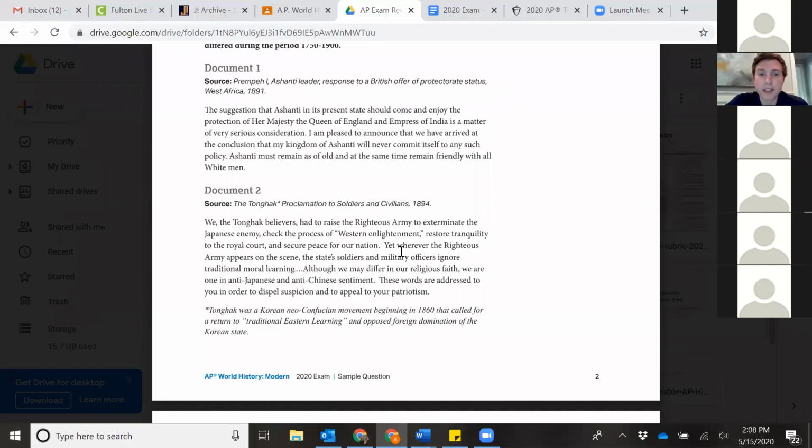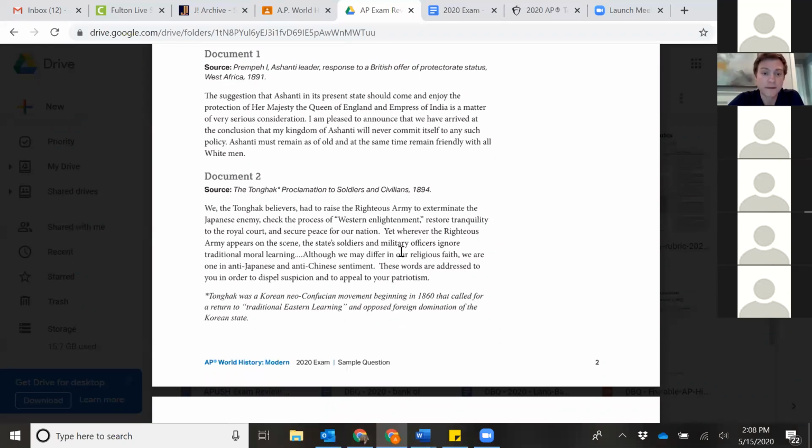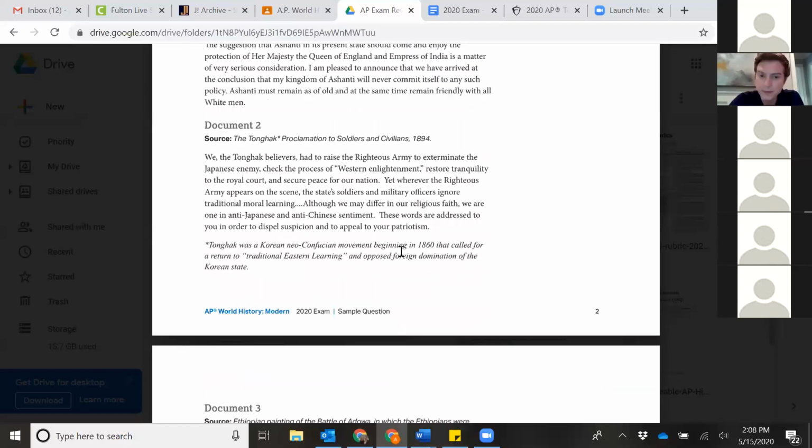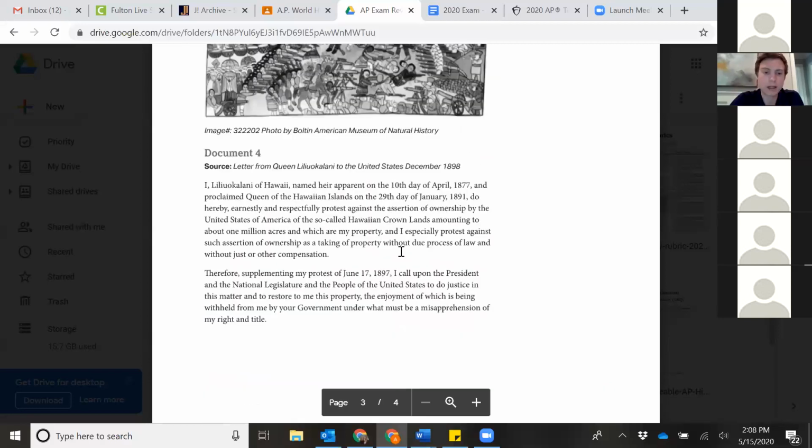Again, this is exactly what it's going to look like for you guys next week. There's going to be 5 documents. I think they're all going to be this length too, not super long. There's going to be 1 image. So this is exactly what it's going to look like.